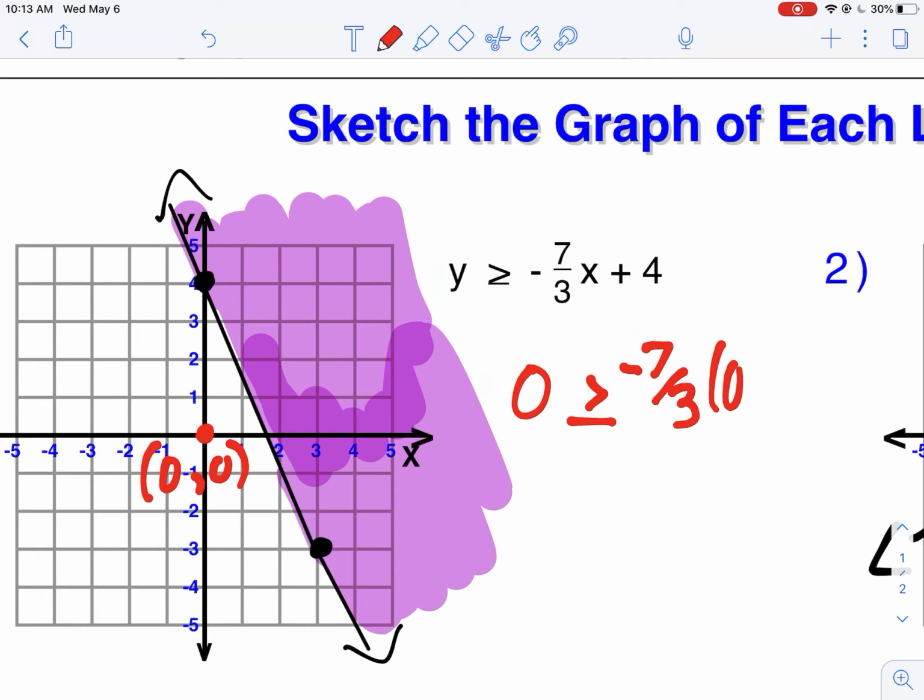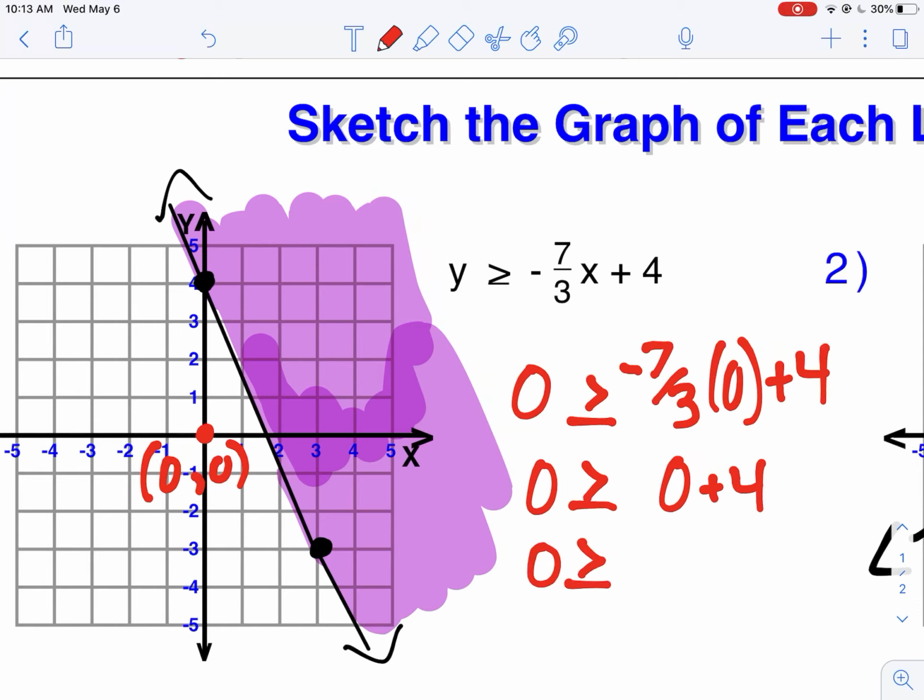And let's see what happens. Negative 7/3 times 0 gives me 0 plus 4. I get 0 is greater than or equal to 4. Is that a true statement? It is not. 0 is not greater than or equal to 4, so that doesn't work. And guess what? That origin is not shaded in. So that's telling me I shaded in the correct area. So that's the way I always go about doing this.